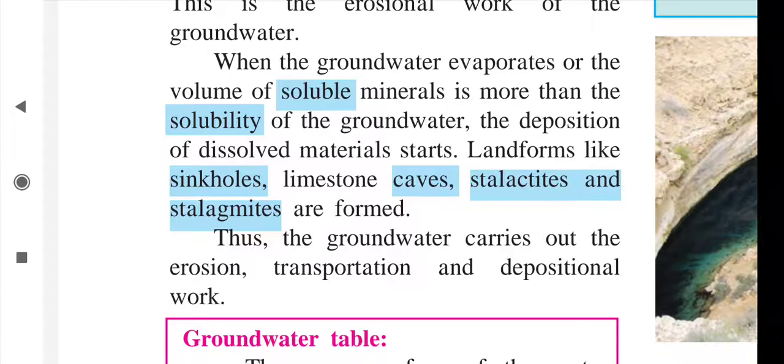So what is said there? As we have seen, whenever there is rainfall or water, the soluble material will dissolve in the water and start to flow with it. Then when there is evaporation, the water will evaporate, and whatever minerals were dissolved in the water will remain there. Due to that, various landforms are formed, like sinkholes, limestone caves, stalactites and stalagmites. Now we will see what those are.